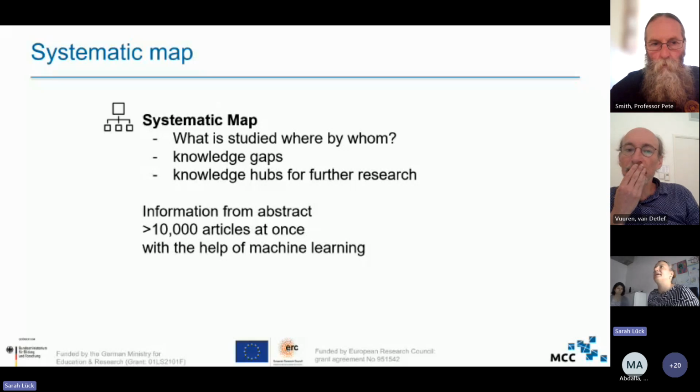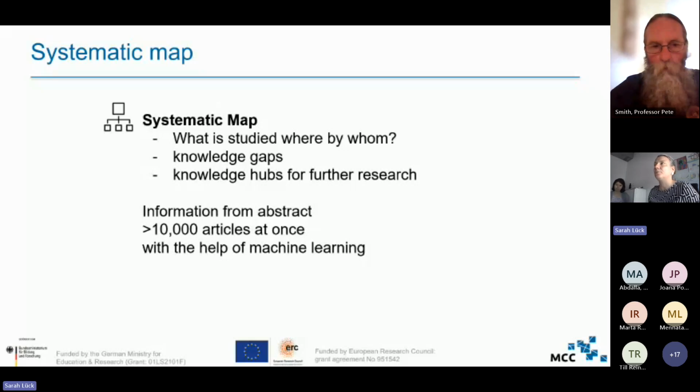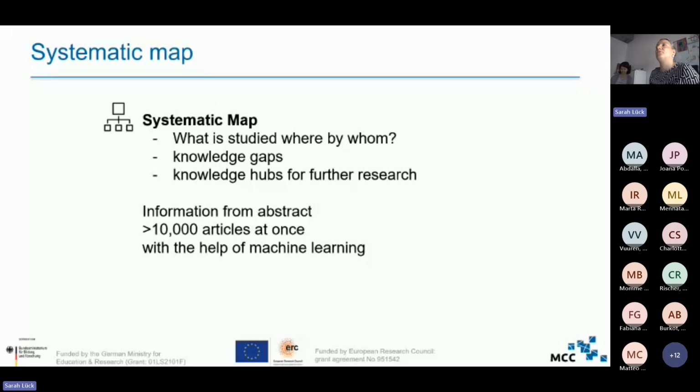So we think of, or we have different types of synthesis of evidence. And I will mainly show today a systematic map. That's actually a broad overview of the existing literature on a specific topic. And it tells us what is studied, where, by whom, where are the knowledge gaps, and also where are the knowledge hubs. And these can then guide things for further research. We think of systematic map as a broad overlook of the existing literature.